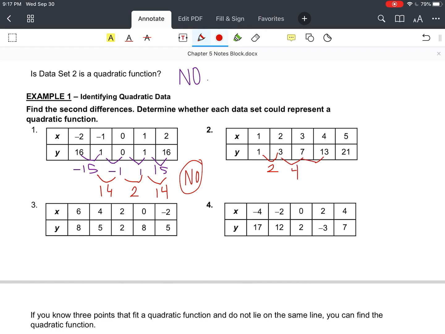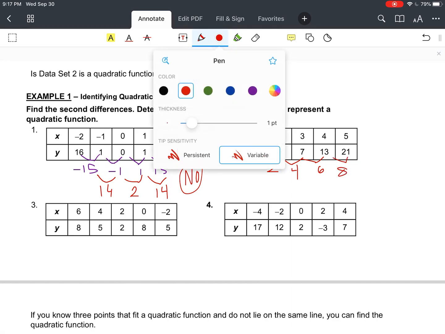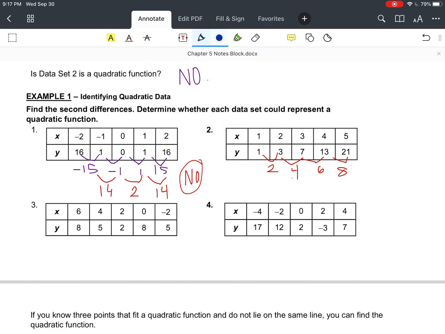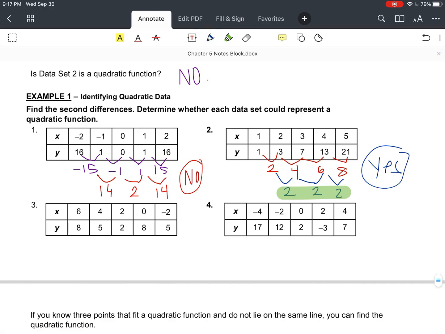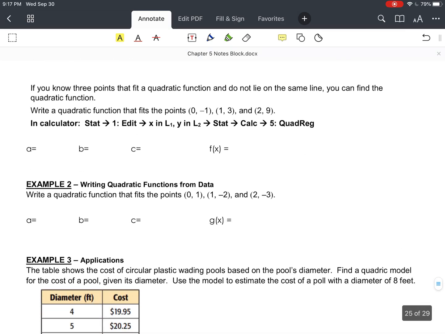Number 2. 3 minus 1 is 2. 7 minus 3 is 4. 13 minus 7 is 6. 21 minus 13 is 8. Those are not the same, so it's not linear. Let's do it again. 4 minus 2 is 2. 6 minus 4 is 2. 8 minus 6 is 2. So my second differences are constant. So yes, this will be a quadratic function. You can pause the video and try numbers 3 and 4 on your own. You should get no for both of them.